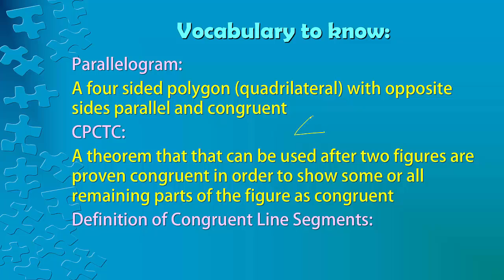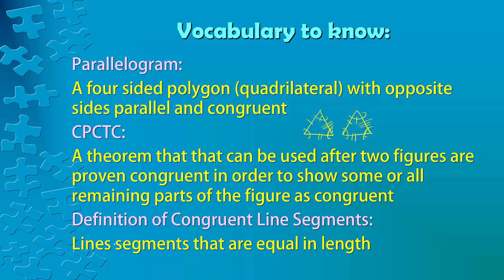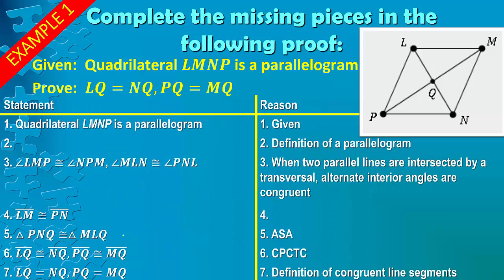So let's say I had a parallelogram. Let's make it easier on ourselves. Let's say I had a triangle. Alright, two of them actually. And I proved that the two triangles were congruent by side, angle, side. If I use CPCTC, I could then say, well, now this angle is congruent to this angle, and this remaining side is congruent to that remaining side. If that's something that would help me, I could use that. And then the definition of congruent line segments is just line segments that are equal in length.